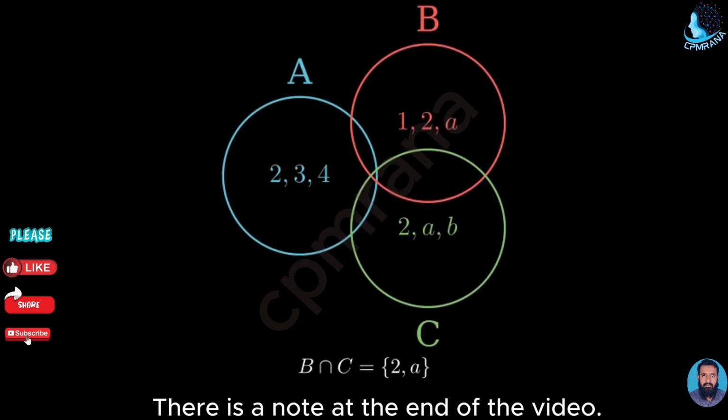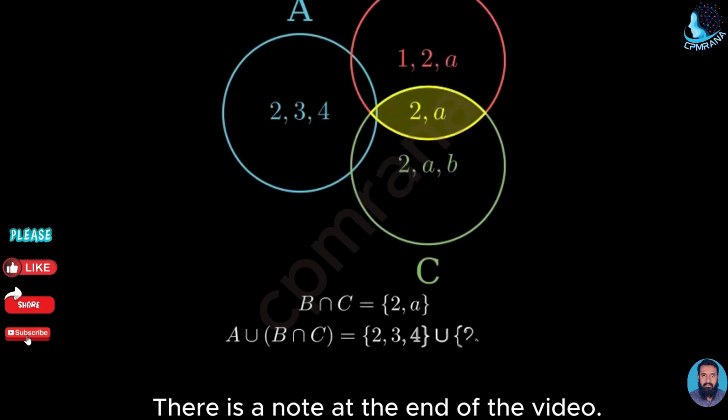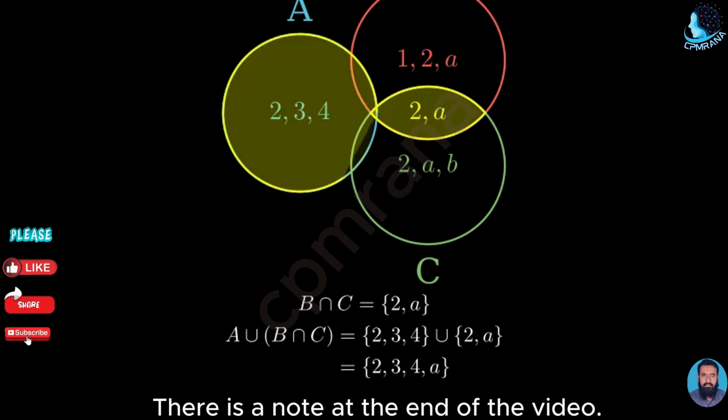First, let's find the intersection of sets B and C. Looking at sets B and C, we can see that they share the elements 2 and a. Now that we have B intersection C, which is {2, a}, we need to find its union with set A, which is {2, 3, 4}. The union will include all elements from both sets without duplicating any repeated elements.